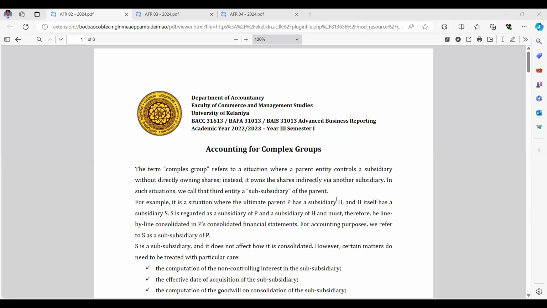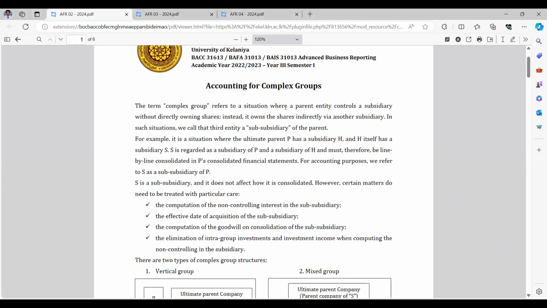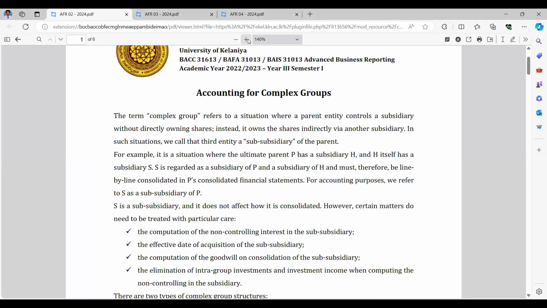First of all, we will go through the theoretical stuff, the accounting for a complex group. The term complex group refers to a situation where a parent entity controls a subsidiary without directly owning shares. Instead, it owns the shares indirectly via another subsidiary. In such situations, we call the third entity a sub-subsidiary of the parent.